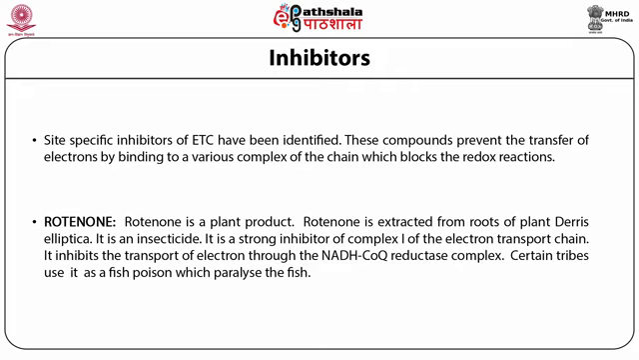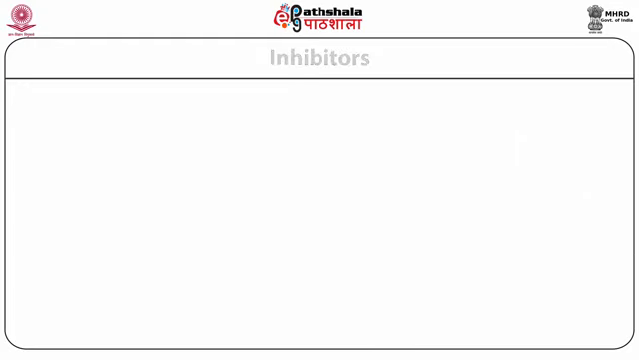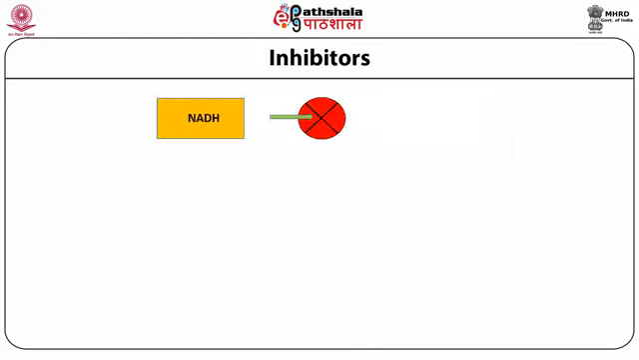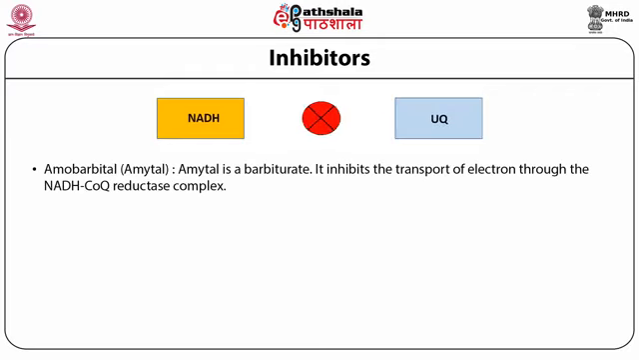It is reported that certain tribal communities use it as a fish poison. By consuming this poison, the fish are paralyzed. This slide explains how rotenone affects the complex. Next, we will start with amytal. Amytal is a barbiturate.